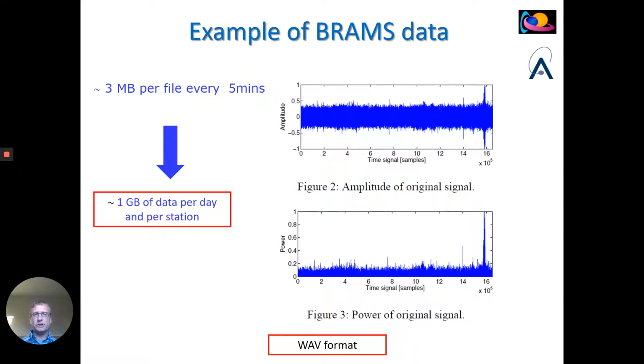Each station records a signal non-stop, so day and night, all week long. This results in 1 gigabyte of sound files per day. These sound files are stored locally and sent every night to a server at our research institute. So for the whole network, we record about 25 gigabytes per day.